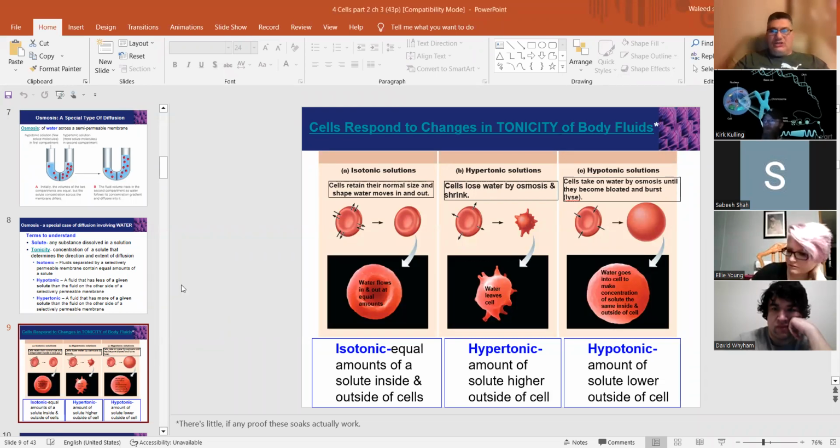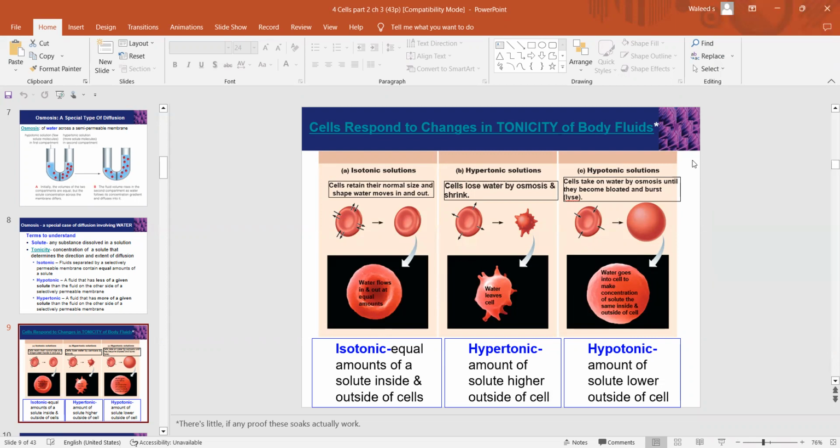Okay, so let's continue. Here we were talking about this. If you put a red blood cell inside a solution that has exactly the same concentration, I put it in the isotonic. What will happen to this cell? Nothing is going to happen. What if I put it in hypertonic solution? What do you mean hypertonic? It means higher concentration compared to the inside of the red blood cells.